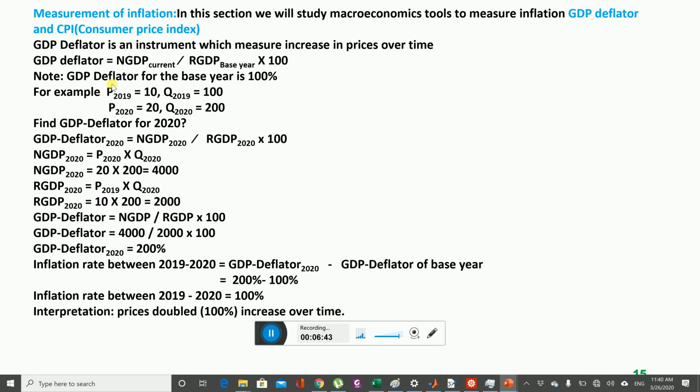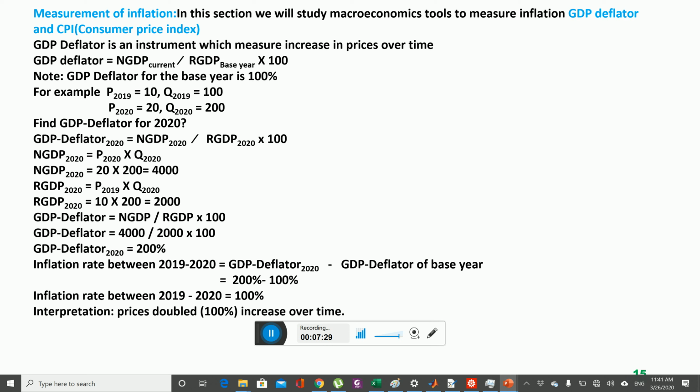I'm again repeating this: GDP deflator is an instrument which measures the increase in prices over time. It is a tool that the government uses to measure the overall inflation rate, the increase in the general price level over time between time periods. The formula that we are using: GDP deflator is equal to nominal GDP divided by real GDP multiplied by 100. So GDP deflator is the ratio of nominal GDP to real GDP. One thing I'm writing as a note: GDP deflator for the base year is 100%.